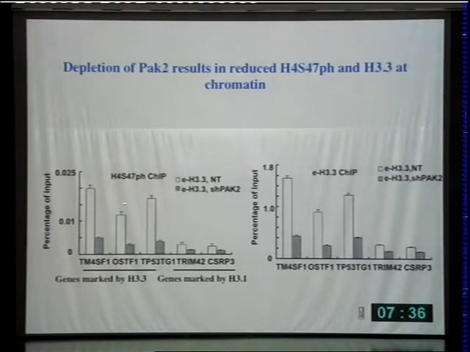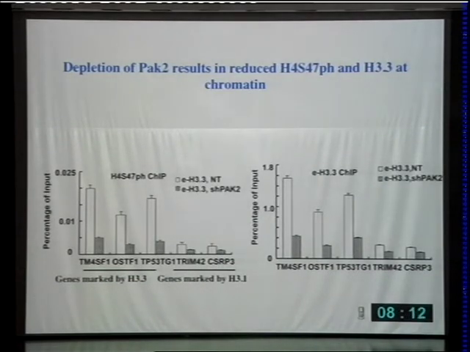It is known from KG's lab that these 3 genes are marked by H3.3. These 2 genes are marked by H3.1. You can see that more H4S47 phosphorylation was detected on these H3.3 enriched genes compared to H3.1 enriched genes. Moreover, depletion of PEG2 results in significant reduction of H4S47 phosphorylation. These results suggest that PEG2 is a major kinase for H4S47 phosphorylation in cells.